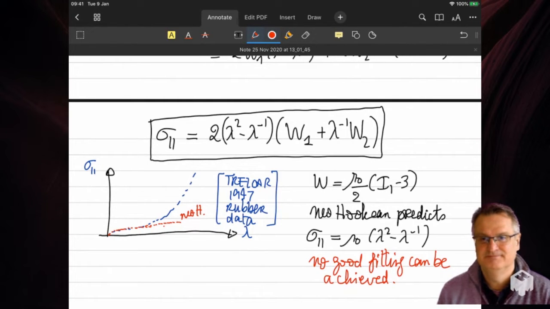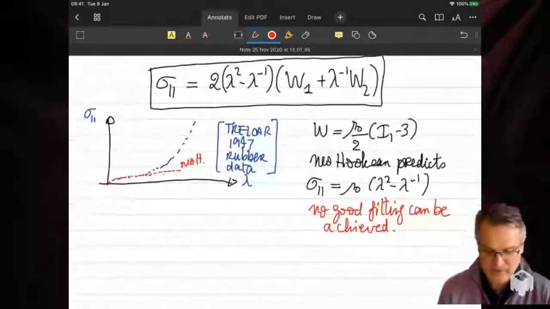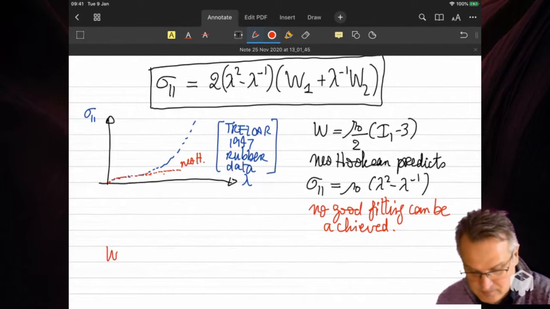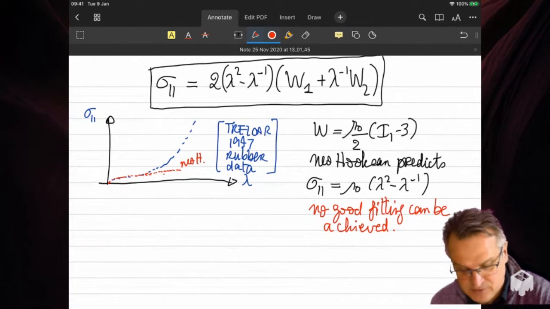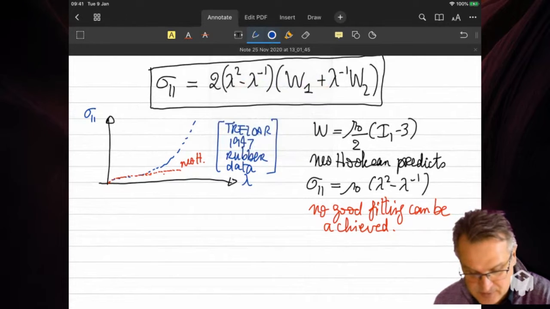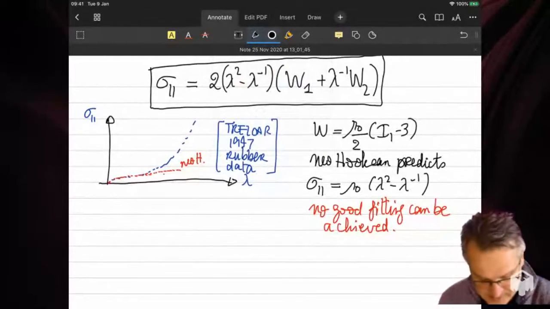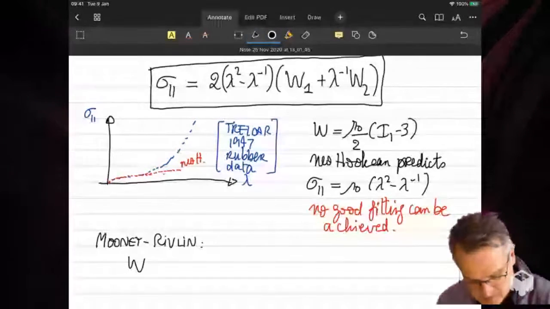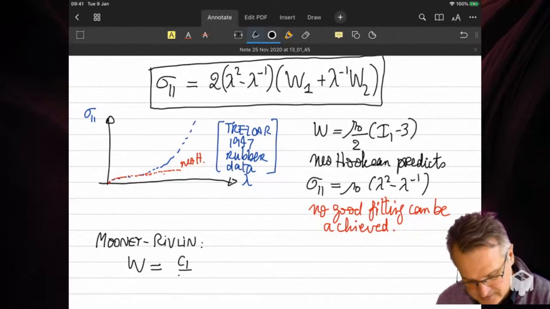Okay, so what to do? Try another. Try Mooney-Rivlin. That's the other example I gave you. Would that work for this data? Mooney-Rivlin, which reads like this.